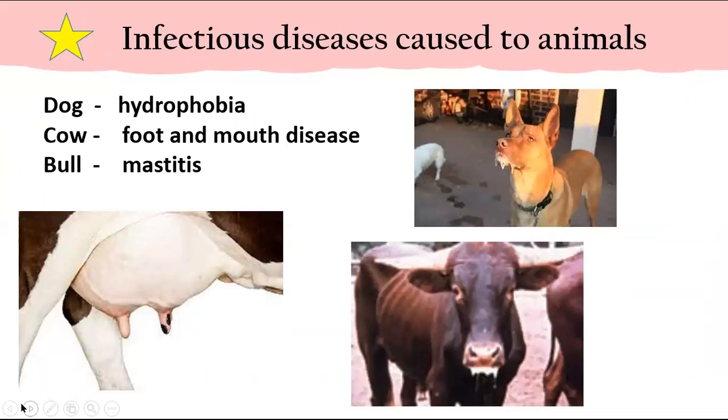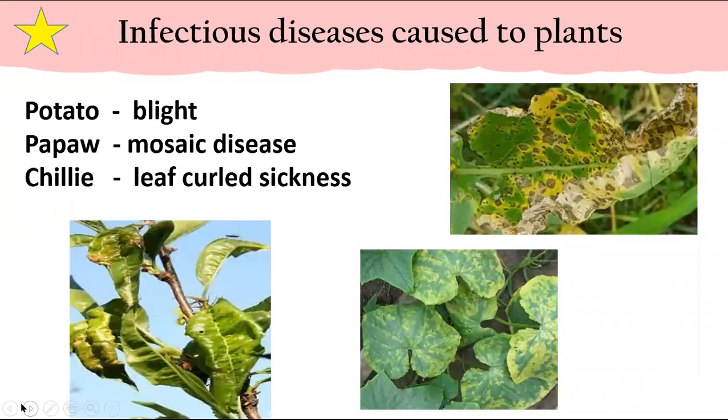Infectious diseases caused to animals. Dog: hydrophobia. Cow: foot and mouth disease. Bull: mastiff. See the next slide. Infectious diseases caused to plants. Potato: blight. Pepper: mosaic disease. Chili: leaf curl sickness.